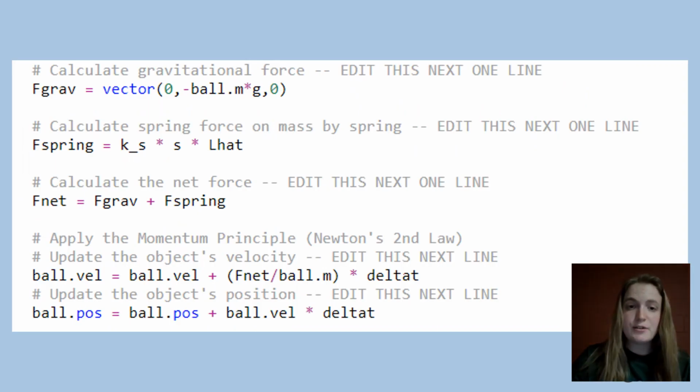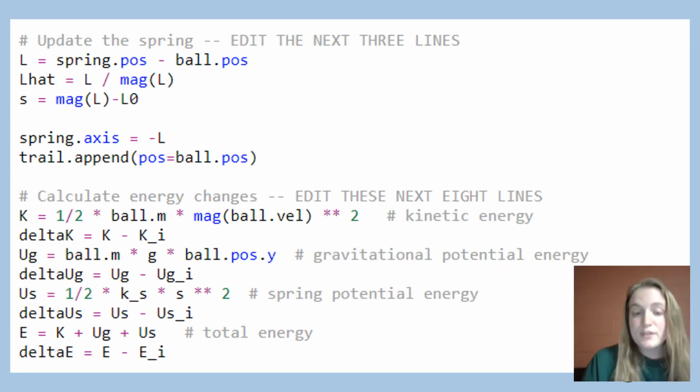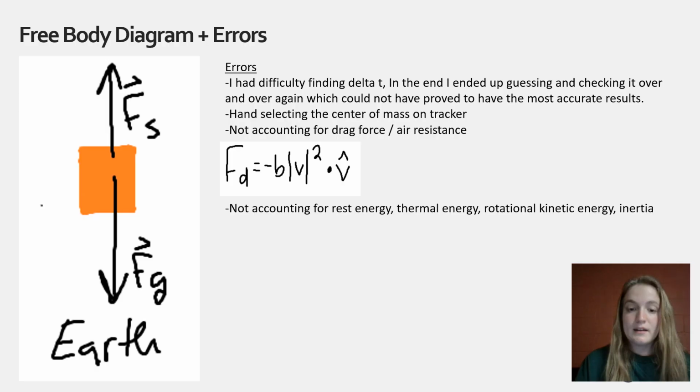So in the next couple of lines, I will be showing my coding, which is nearly identical to the scientific principles in the beginning. For that reason, I will not be going into very much detail, but here I'm just showing that the gravitational force is equal to negative mg, that the spring force is equal to the spring constant times s times L hat, and F net is the addition of both of these, and I'm also updating the position and velocity of the ball. So in the first few lines of this code, I'm using the information Dr. Greco gave us in order to find the characteristics of the spring, and then in the second part, I'm calculating the energy changes using the equations and the physics principles.